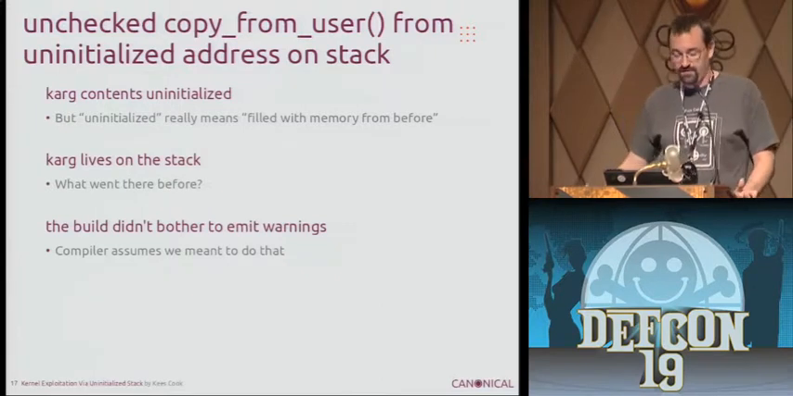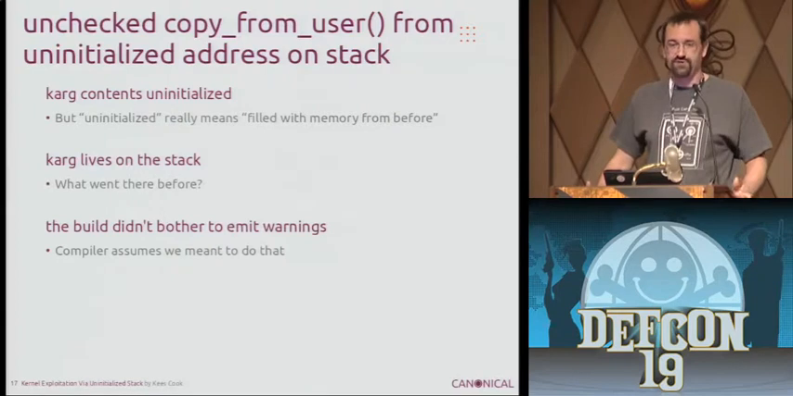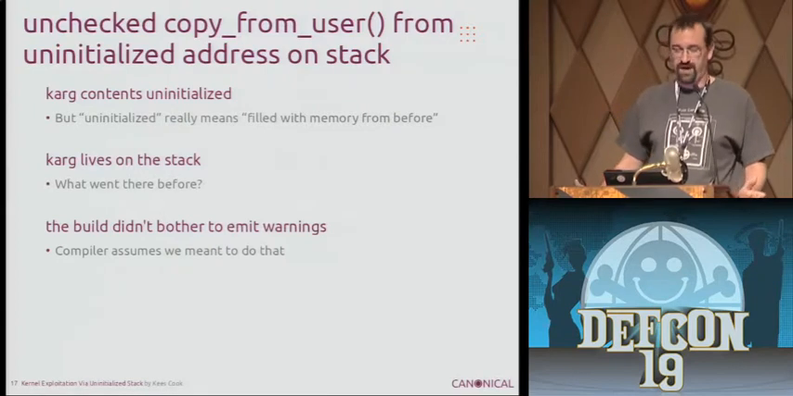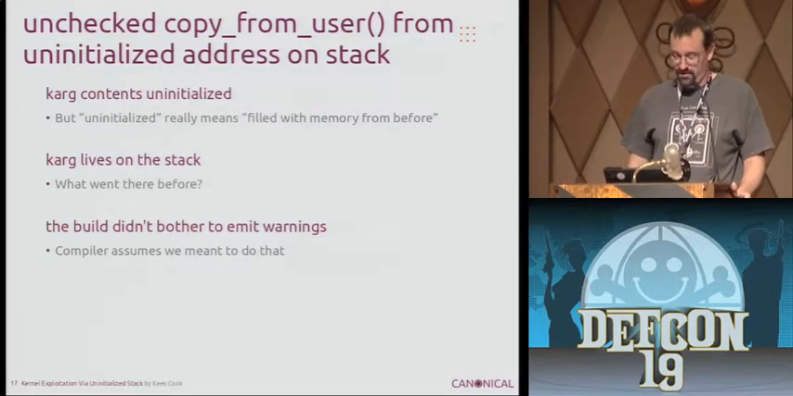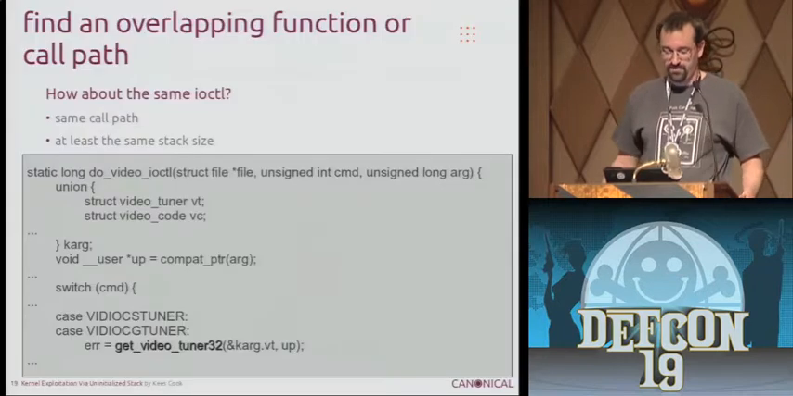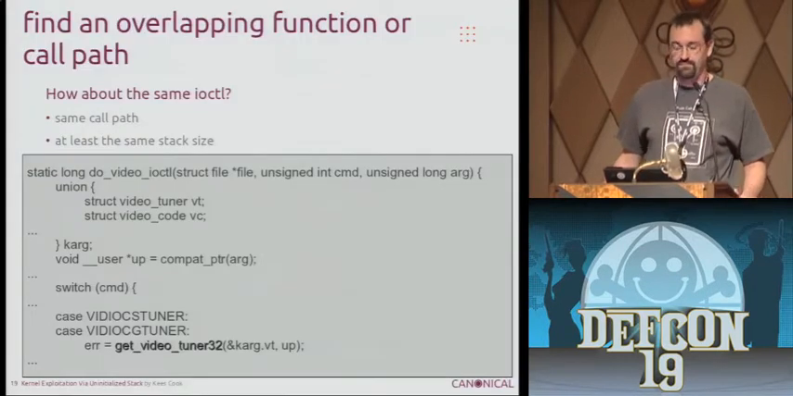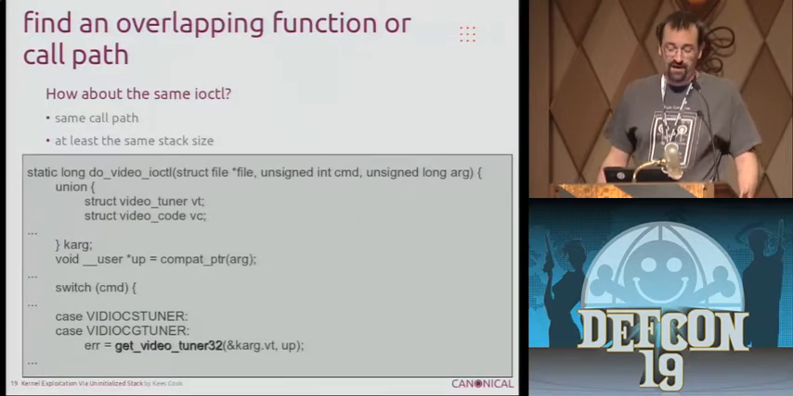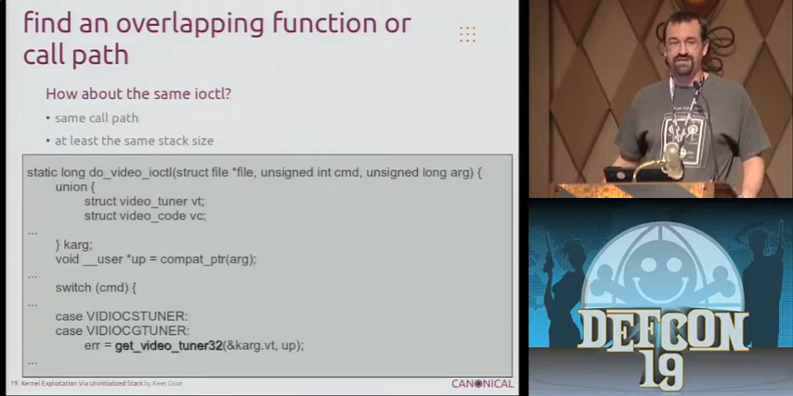One of the questions is why does this even show up? Why didn't anyone notice it? And the problem is that we passed everything by pointer value, so the compiler just ignored it, figured we knew what we were doing when we built it. So to control this variable, you find something else that builds the stack in a similar fashion. Lucky for me, this was in an I/O control, which means that you just pick a different option for your I/O control, and you'll actually have exactly the same stack layout.